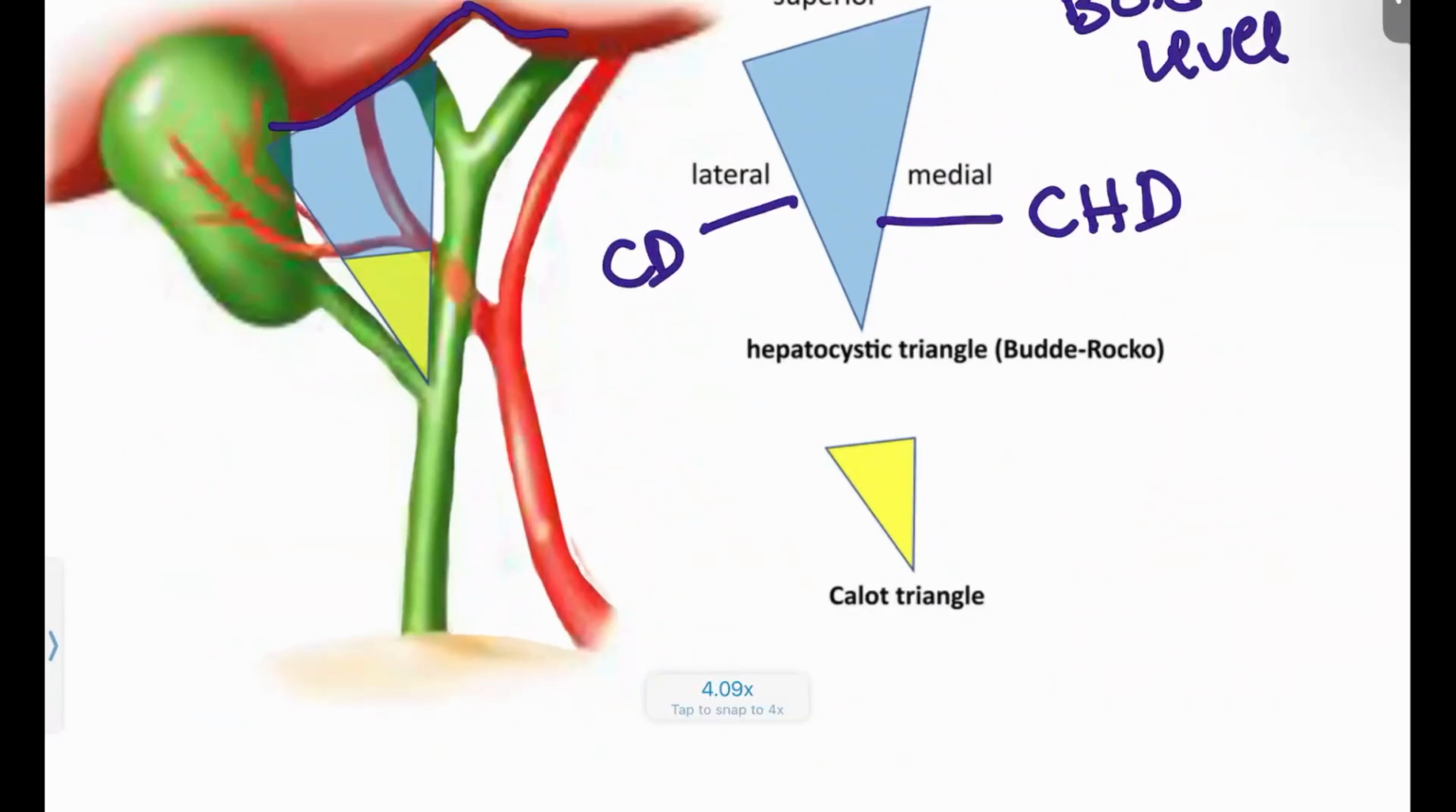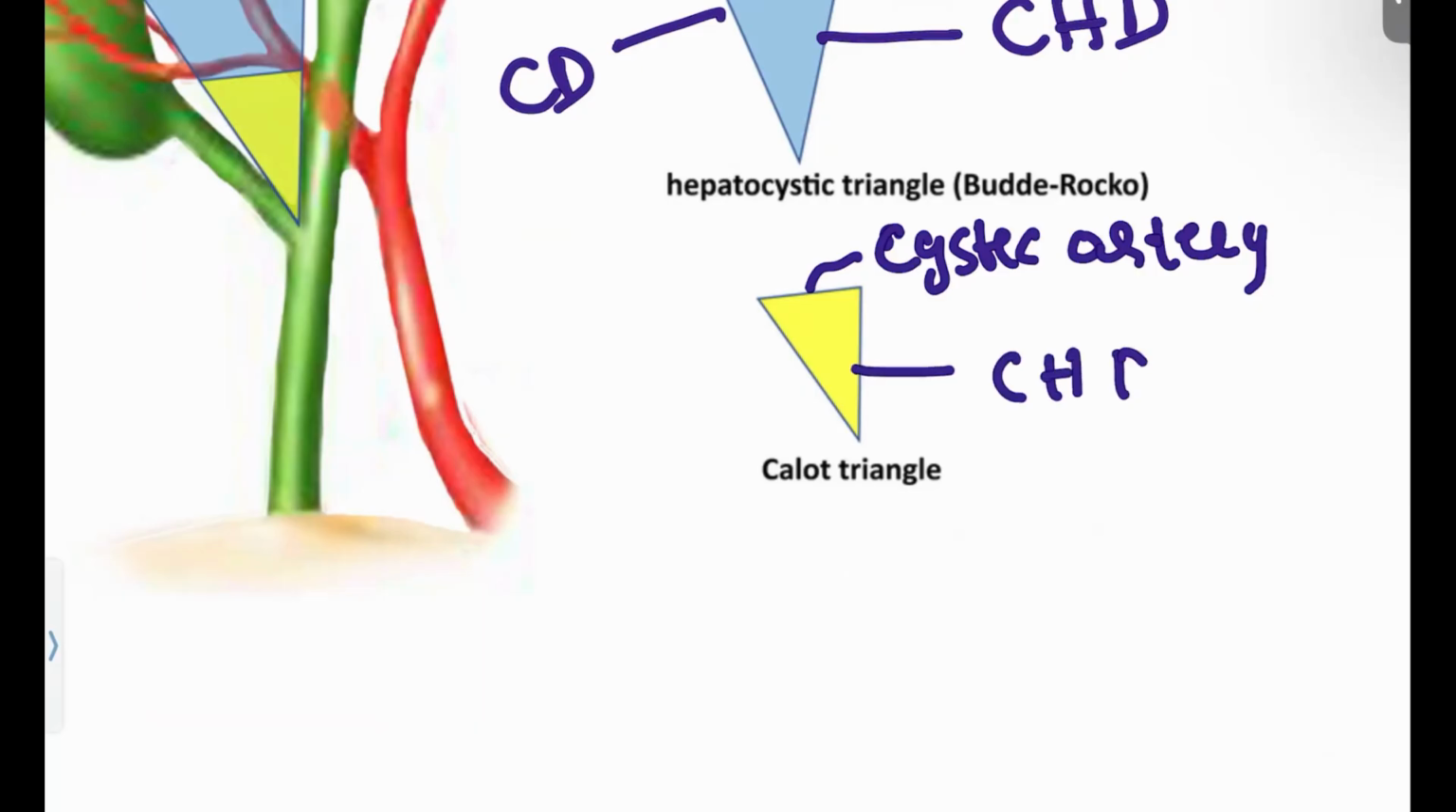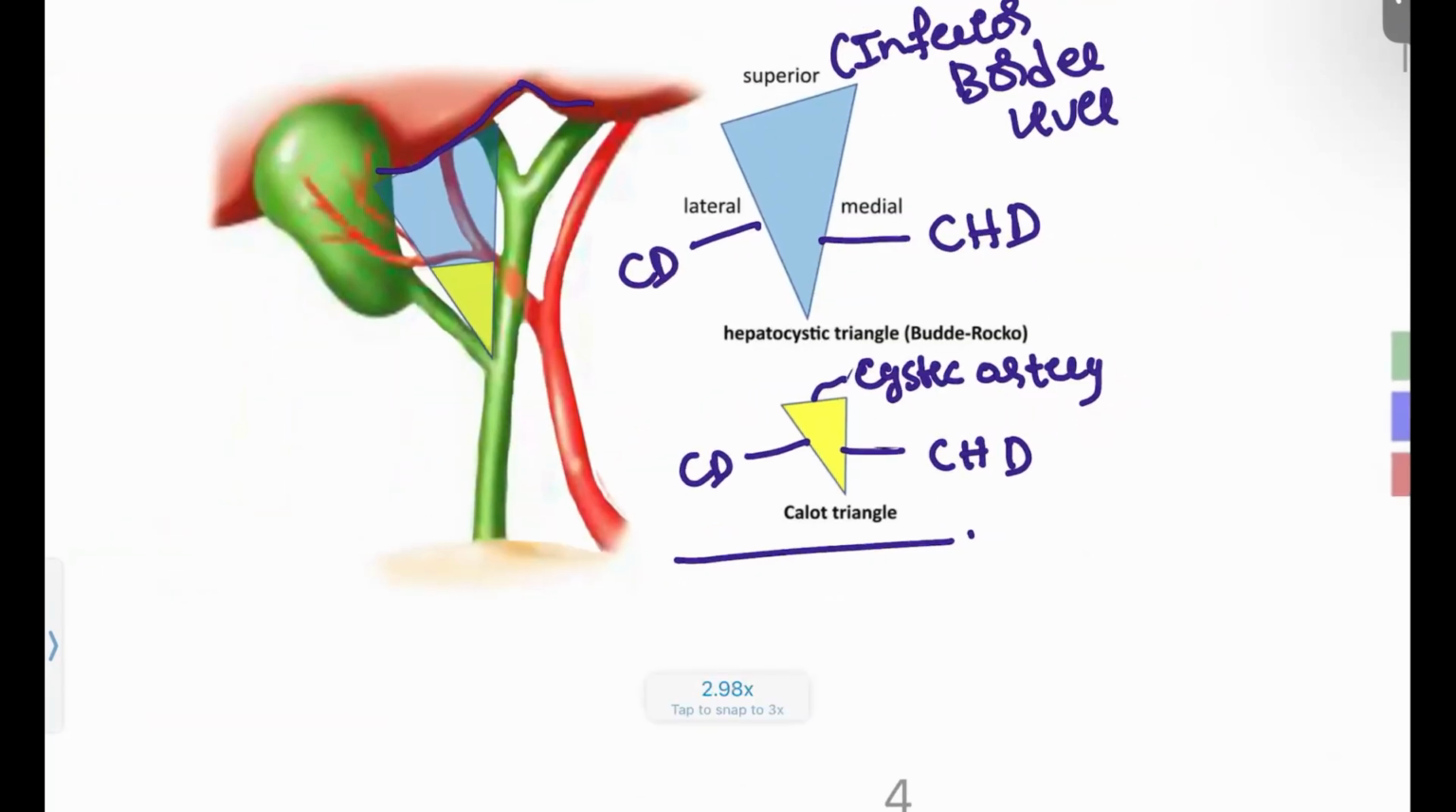Coming to Calot's triangle only, your superior border will be the cystic artery. Okay, this was also asked as a question in the last examination. And again here, the common hepatic duct, and here your cystic duct. That is what you have to remember for Calot's triangle and the hepatocystic triangle.